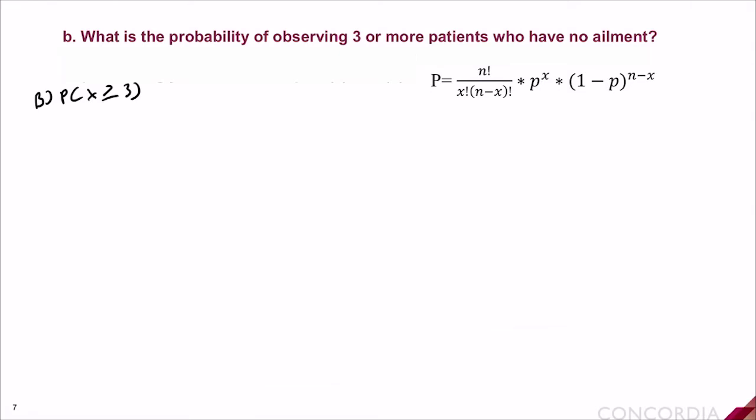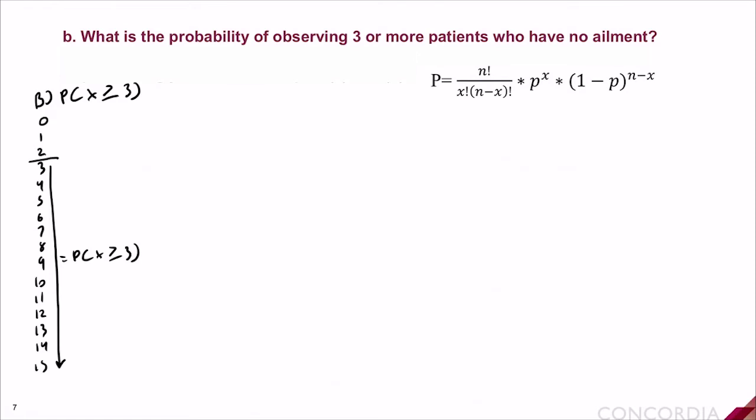Now, since our sample size is 15, we have 0, 1, 2, 3, 4, 5, 6, 7, 8, 9, 10, 11, 12, 13, 14, and 15. There's a chance of 0 out of 15 having no ailment, 1 out of 15 having no ailment, 2 out of 15 having no ailment, all the way to 15 out of 15 having no ailment. And the question's asking us for 3 or more having no ailment, which would give us the probability of X being greater than or equal to 3, which is what we're looking for.